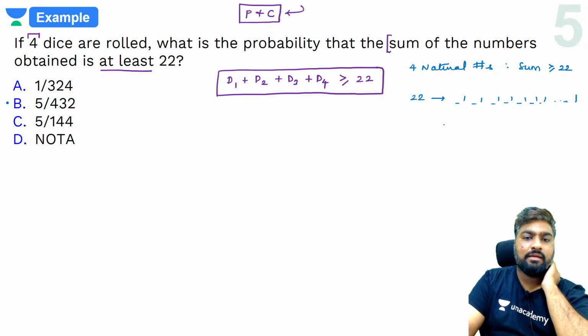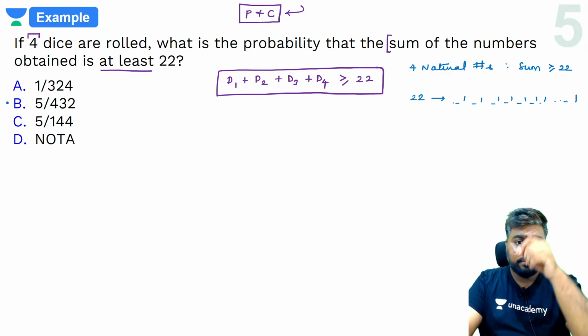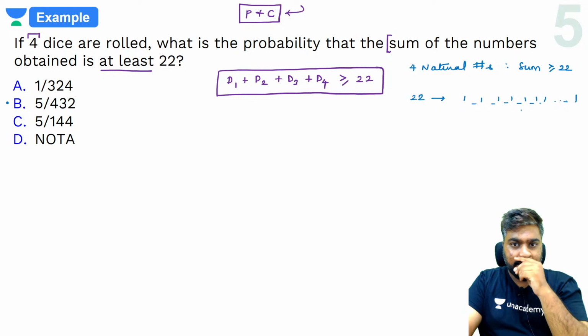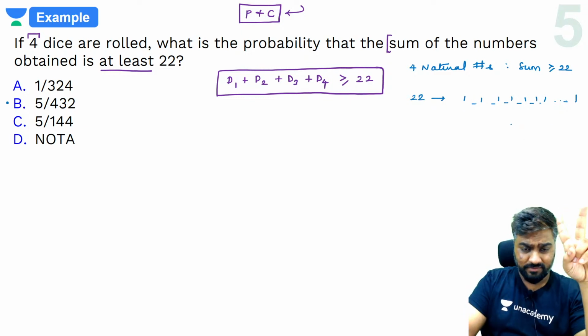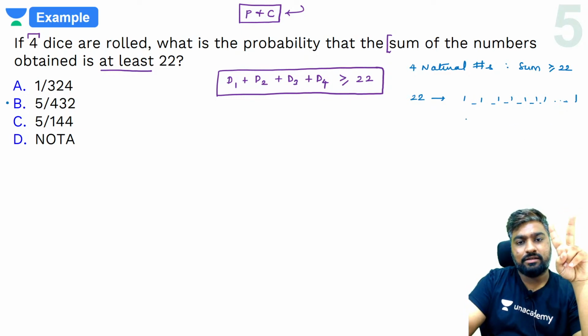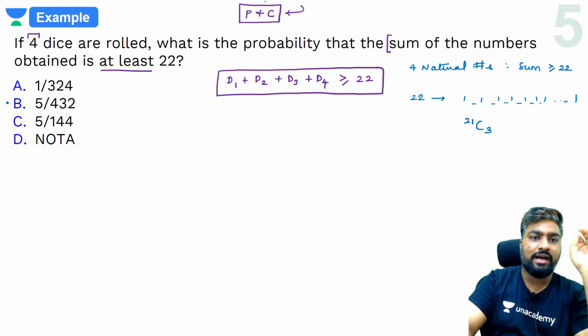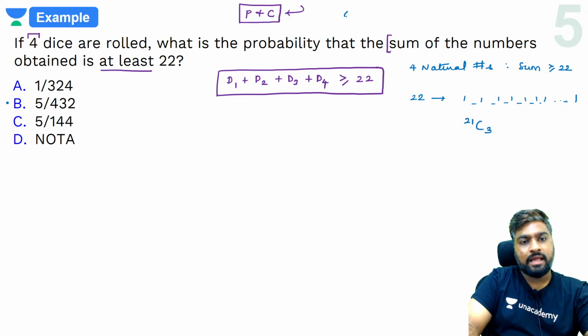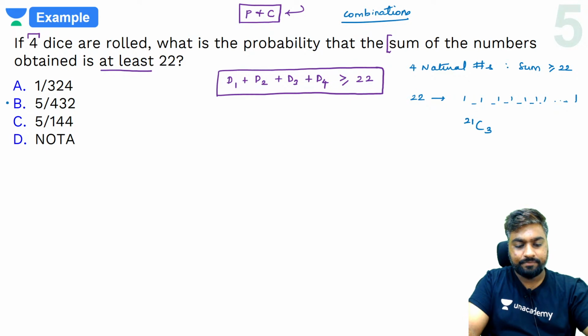So how many blanks would you have? बीच में रहेगा बस. So you will have 21 blanks. 21 ब्लैंक्स में से आप 3 प्लस साइंस सेलेक्ट करोगे. अगर ये आपको नहीं समझ में आया, then go for the last lecture on combinations. कॉम्बिनेशंस का लास्ट लेक्चर देखना, वहां पे मैंने ये बताया.